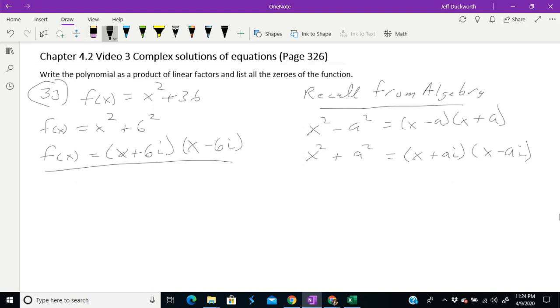List the zeros. Well, for x plus 6i equals 0, x equals negative 6i. And for x minus 6i equals 0, we have x equals positive 6i, or just 6i. You don't need to write the plus. So that's how we do that one. I will scroll down and do another one.